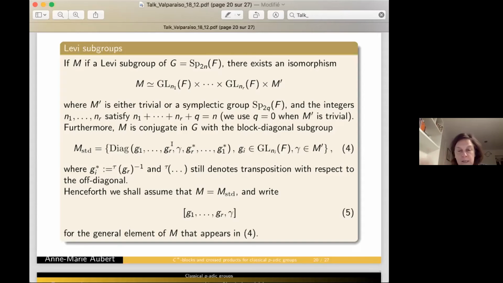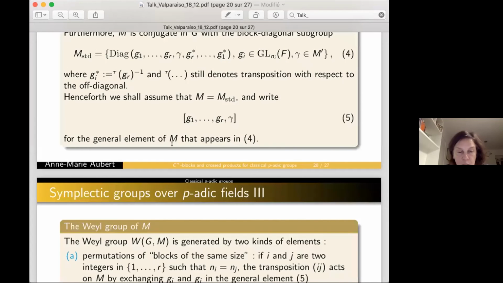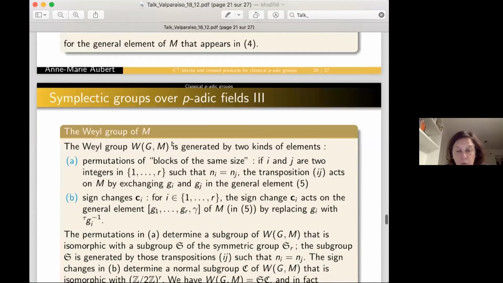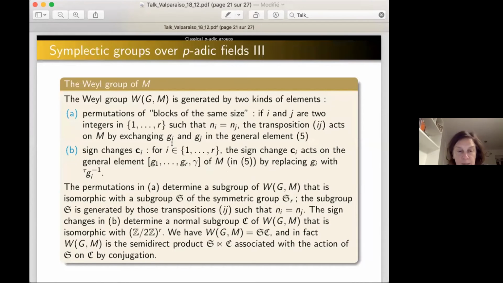Each block G_i is in some group GL_{n_i}, and some element in the middle belongs to the small group SP_{2Q}(F), and the other elements are obtained by considering the transpose with respect to the off diagonal and then the inverse. So this is just the usual shape of a Levi, and you can of course compute the Weyl group attached.